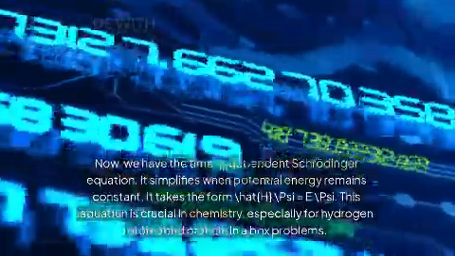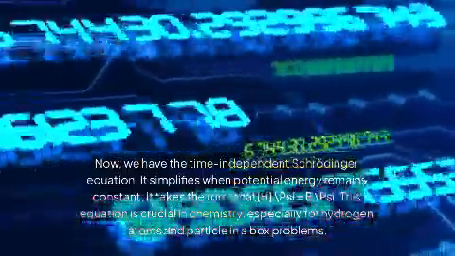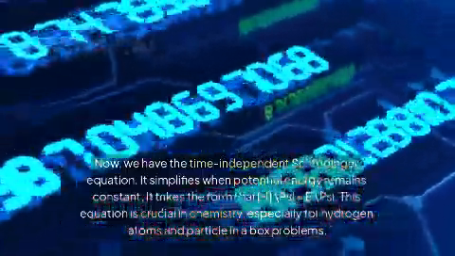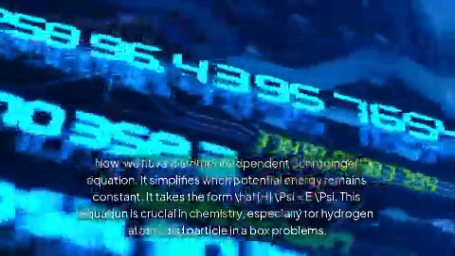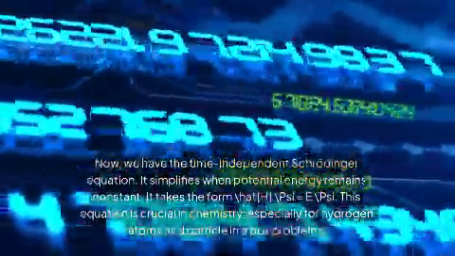Now, we have the time-independent Schrödinger equation. It simplifies when potential energy remains constant. It takes the form Ĥψ = Eψ. This equation is crucial in chemistry, especially for hydrogen atoms and particle-in-a-box problems.